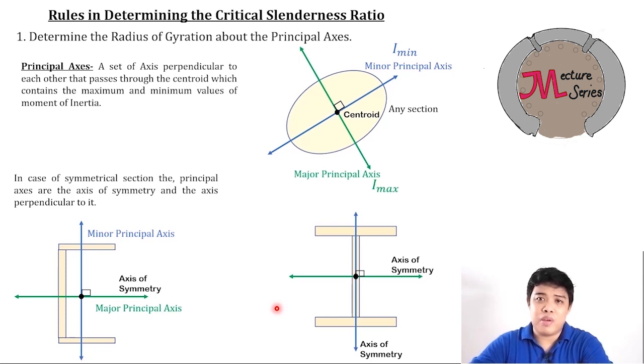What about, sir, if a certain section is not symmetric? By the way, guys, why is the axis of symmetry our principal axis? I will explain it later on the unsymmetrical section in my next video. But let us just talk a little bit about it. If a certain section is not symmetric, say for example an angle bar, you really have to use the product of inertia to be able to determine its principal axis.